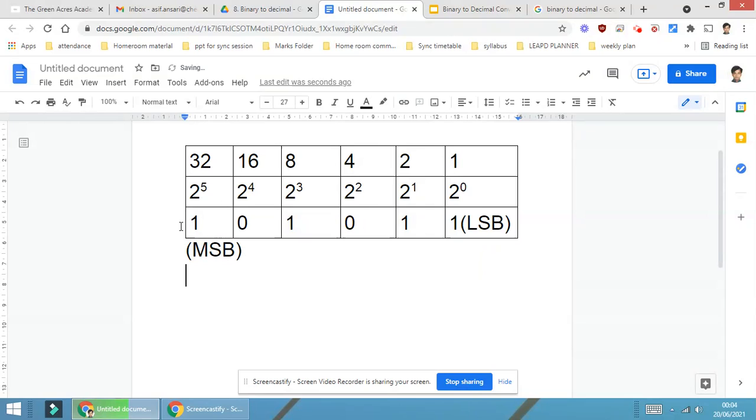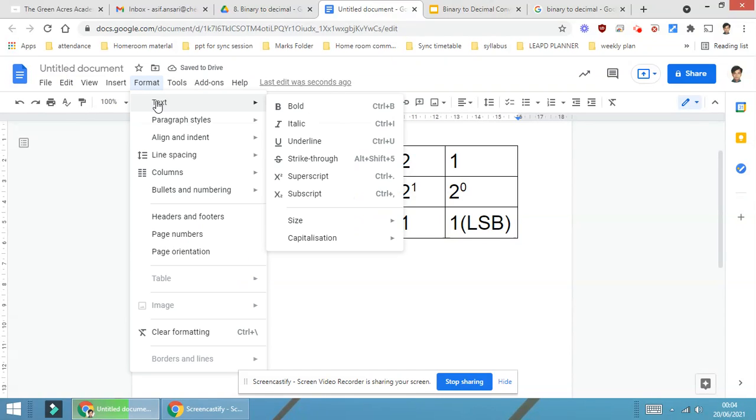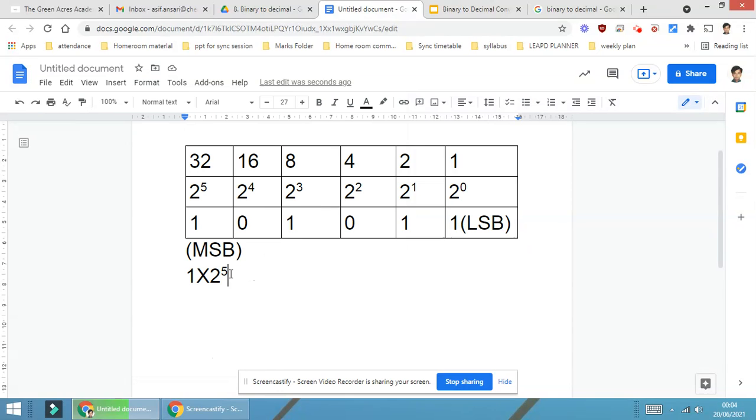Step number 1. I will be starting with the MSB. So the MSB is 1 into 2 raised to 5. So I will be writing first 1 into 2 raised to 5. I'm copying 2 raised to 5 from here and I'll be copying it over here. In Format Text, we have to go for superscript again in order to make the cursor normal. So this particular multiplication has been done. I'm highlighting that particular part.